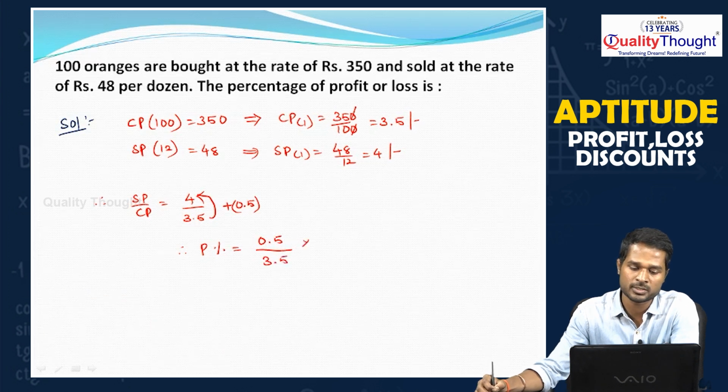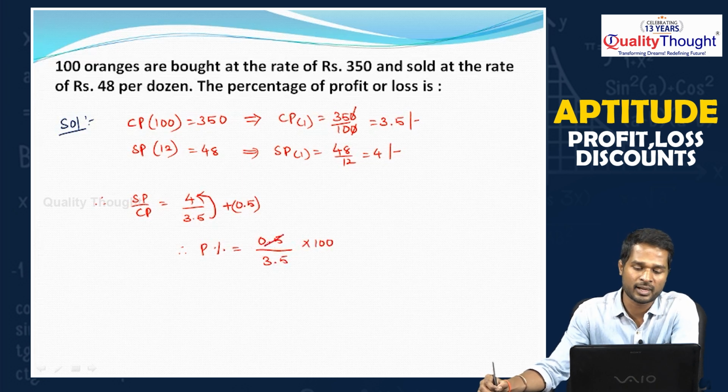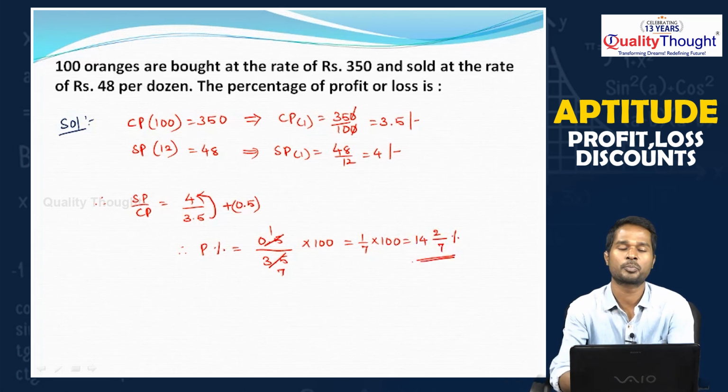So, converting into percentage, 100. So, this is 0.5 by 3.5, that is 1 by 7. So, 1 by 7 into 100. 14 7s are 98 plus 2, so 100 by 7, that is 14 2 by 7 percentage. So, this is the profit percentage.